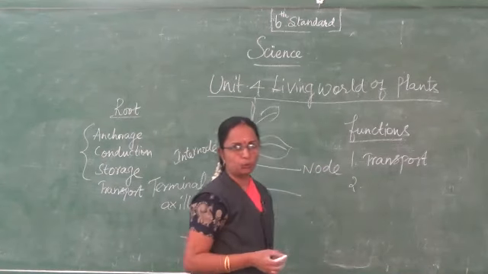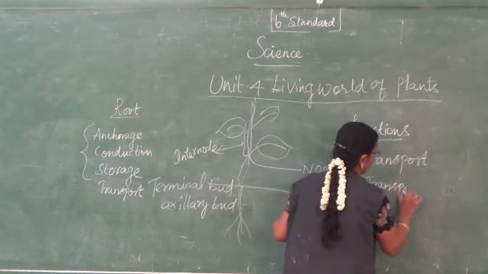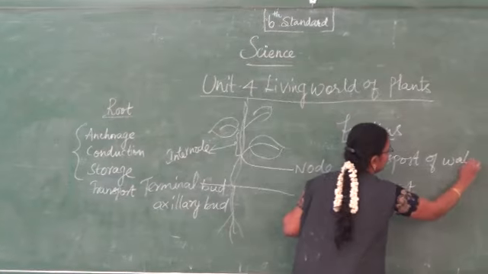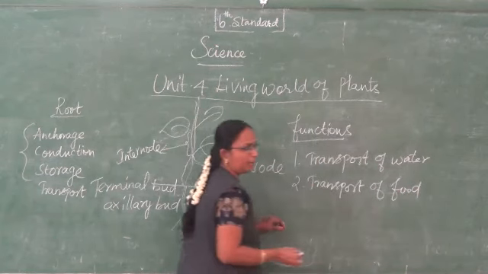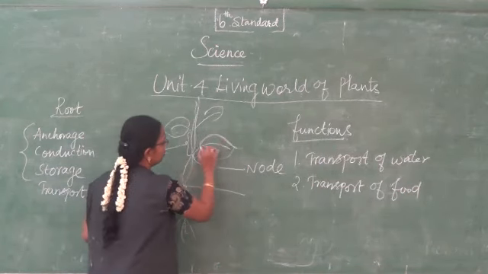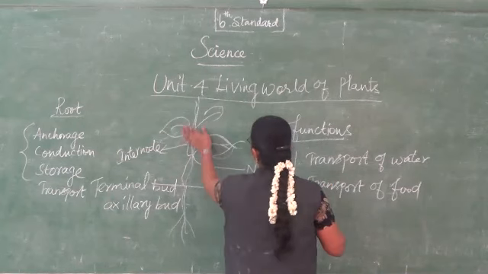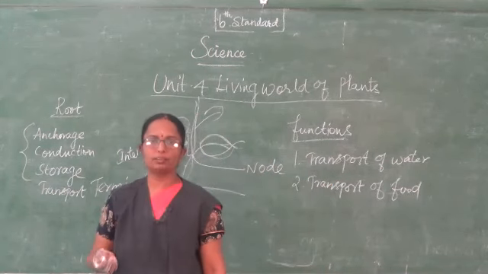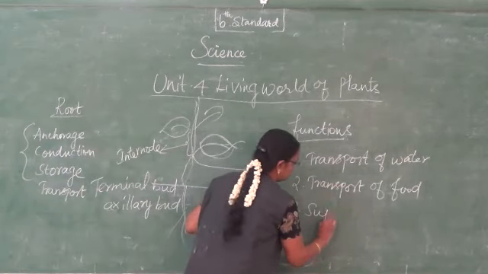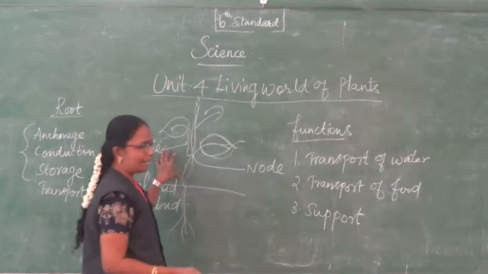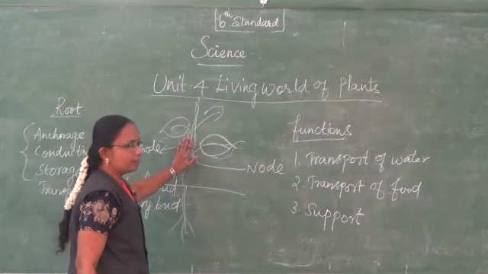And then what else does the shoot do? It also transports the food, transport of water and minerals to the parts, and then transport of food. Which part of the plant is preparing the food? It is the leaf. The leaves are preparing the food for the plant. So that food is transported through the shoot system of the plant. So the main function of the shoot system is transport, and then it supports the branches, the leaves, the flower, fruit, etc. All these parts are supported by the stem portion.